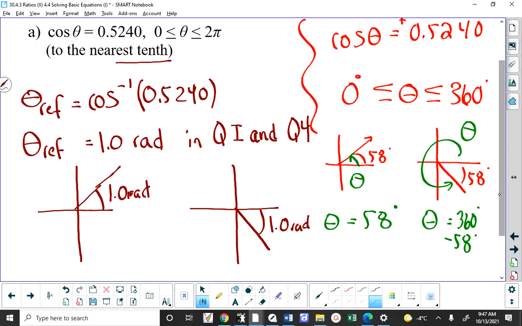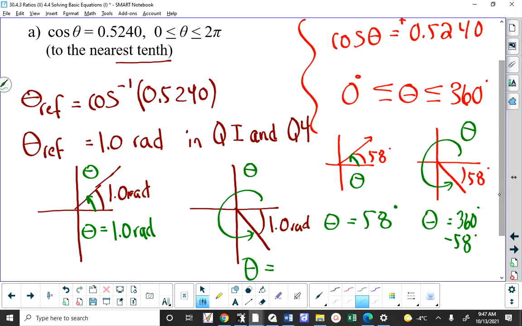The question now is, what is theta? Well, theta in quadrant 1 would just be that reference angle. So I really want to stress something here. Theta, what I'm writing in green, is not the same as theta reference. Well, they happen to be equal to each other in this case, but they don't mean necessarily the same thing.